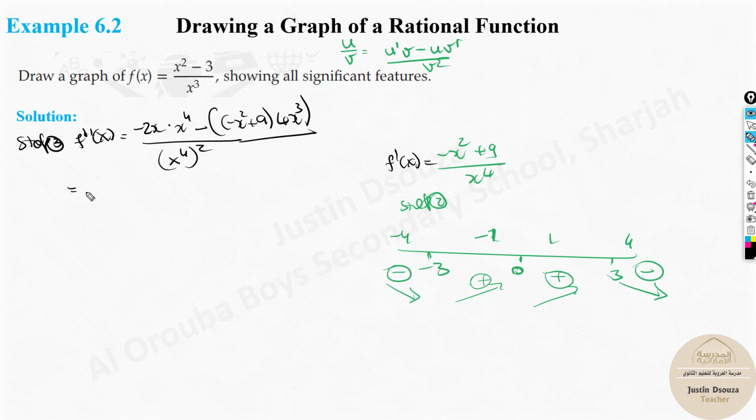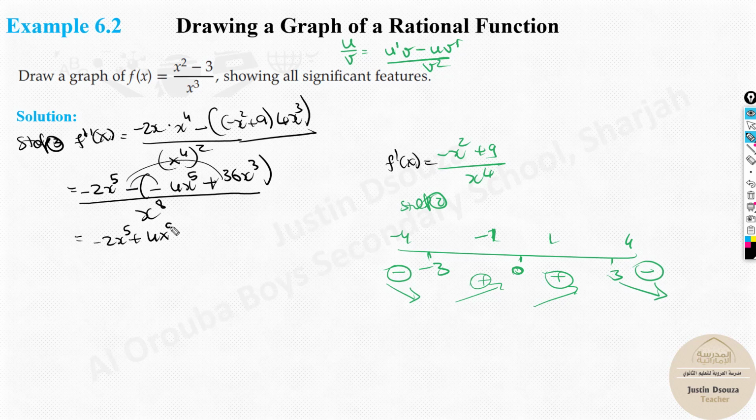We have done a similar thing just a while ago. So here in the first term, it will just be minus 2x to the power 5, because x and x to the power 4, add the powers, it will be 5. This minus sign, let it be out itself. It will be minus 4x to the power 5 plus 9 times 4 is 36x cubed, divided by x to the power 4 times 2, which is 8. Now you can simplify it further, multiplying this minus sign inside will be minus 2x to the power 5 plus 4x to the power 5 minus 36x cubed divided by x to the power 8.